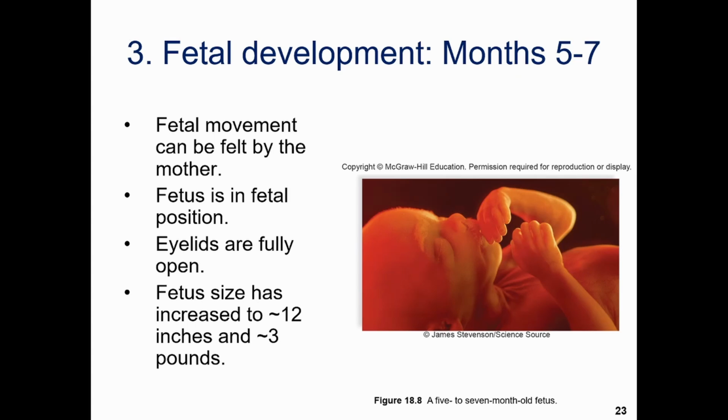Moving into months 5 through 7, now fetal movement can be felt by the mother. The fetus is hanging out in that curled up fetal position. The eyelids are open. And we've basically doubled in length to 12 inches and have gained a whopping 2.5 pounds roughly, so we're about 3 pounds total at this point by the time we get to around month 7.